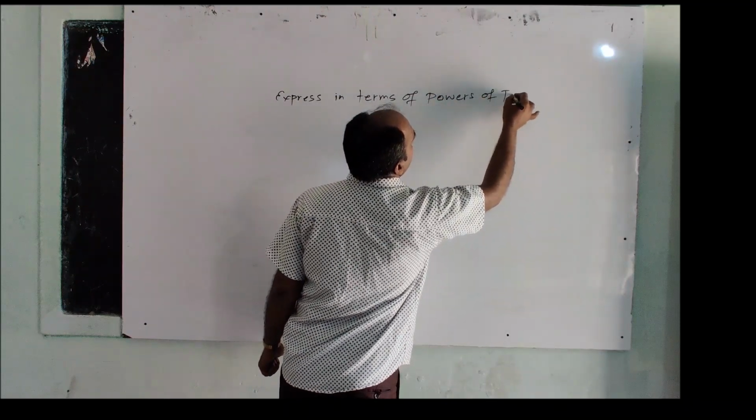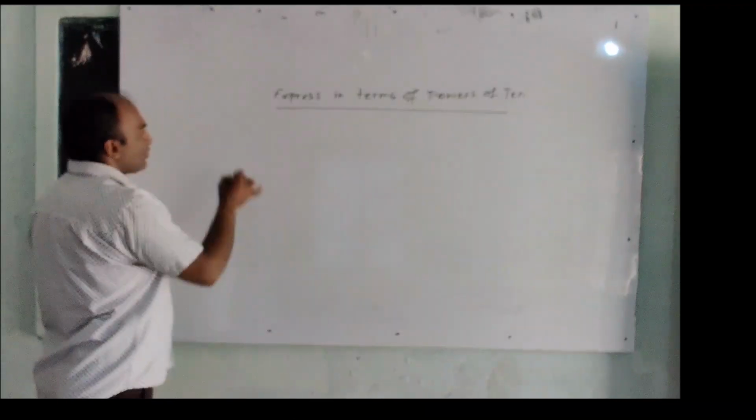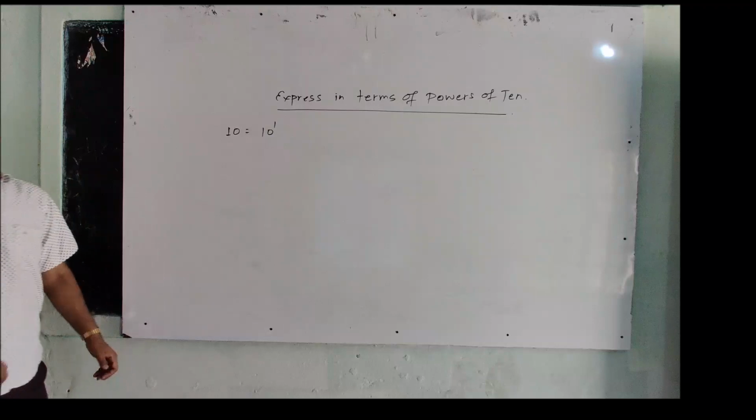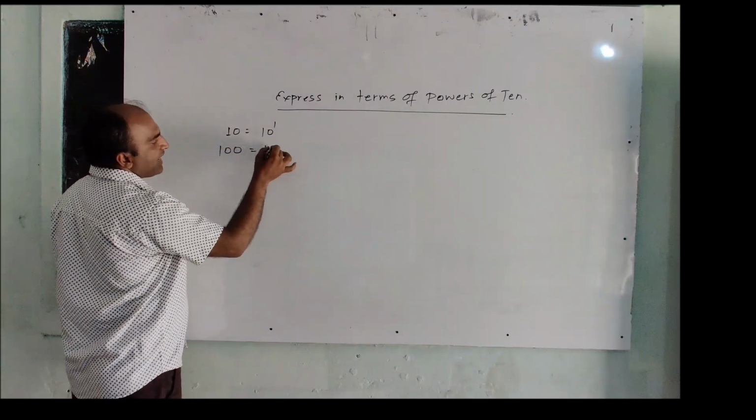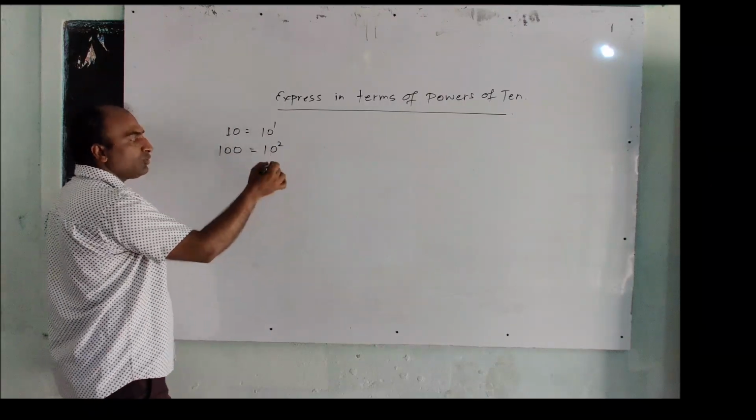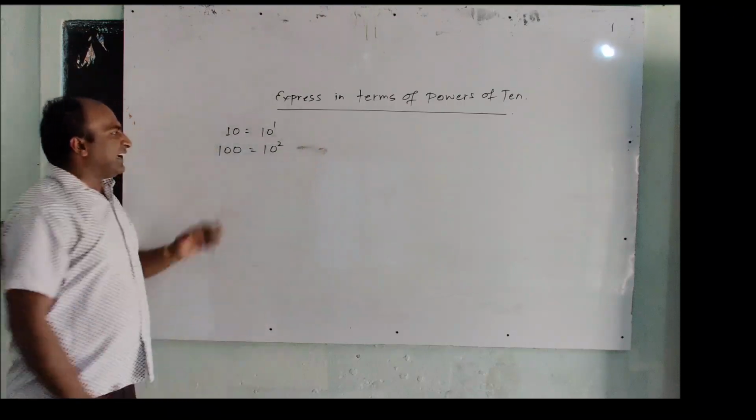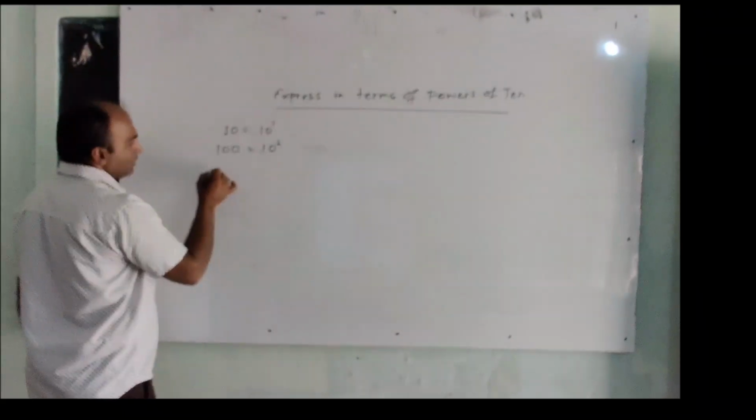Powers of 10. Suppose 10 is given. It means 10 to the power 1. If 100 is written, it means 10 to the power 2. Why do I write 10 power 2? Because this is 10 into 10, 2 times 10. Therefore, we can write 10 to the power 2.